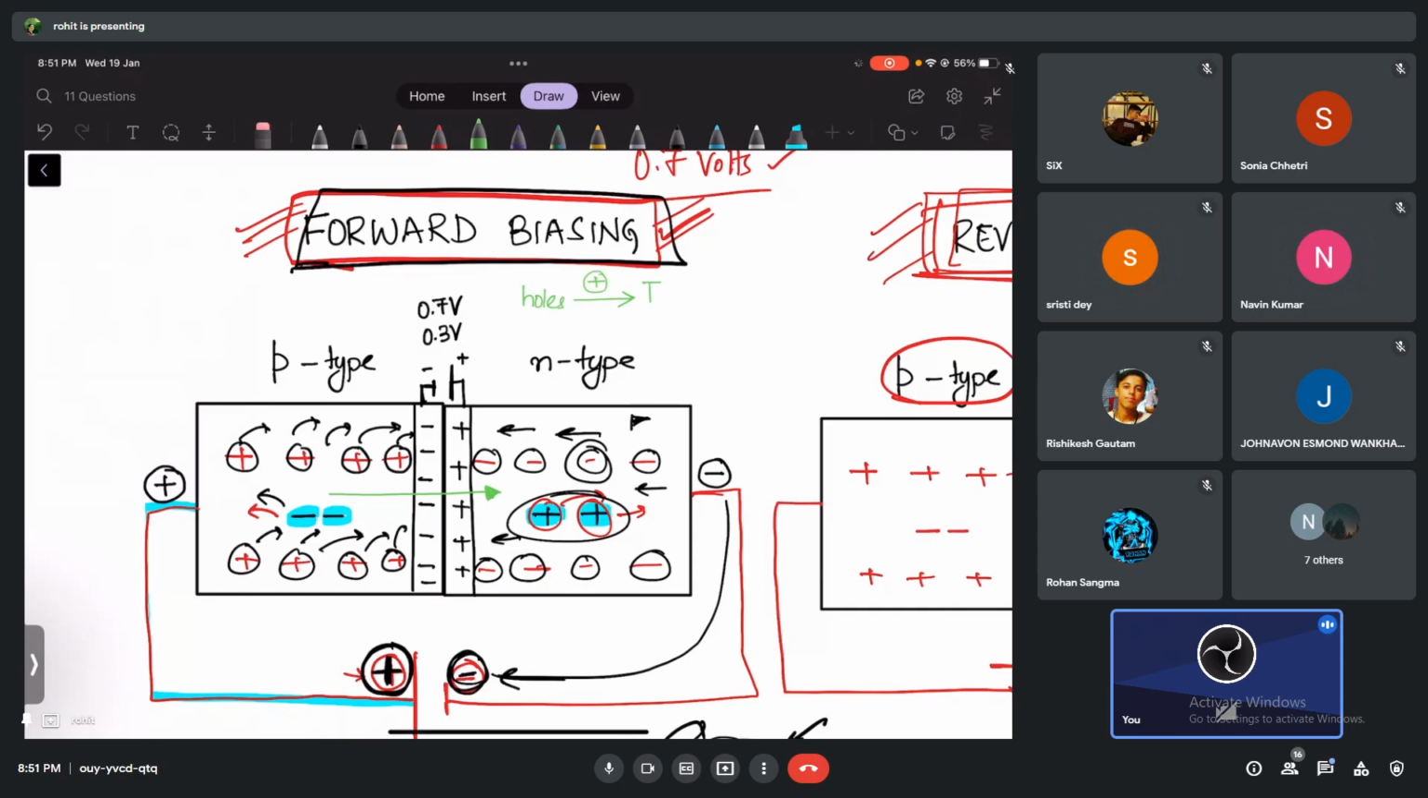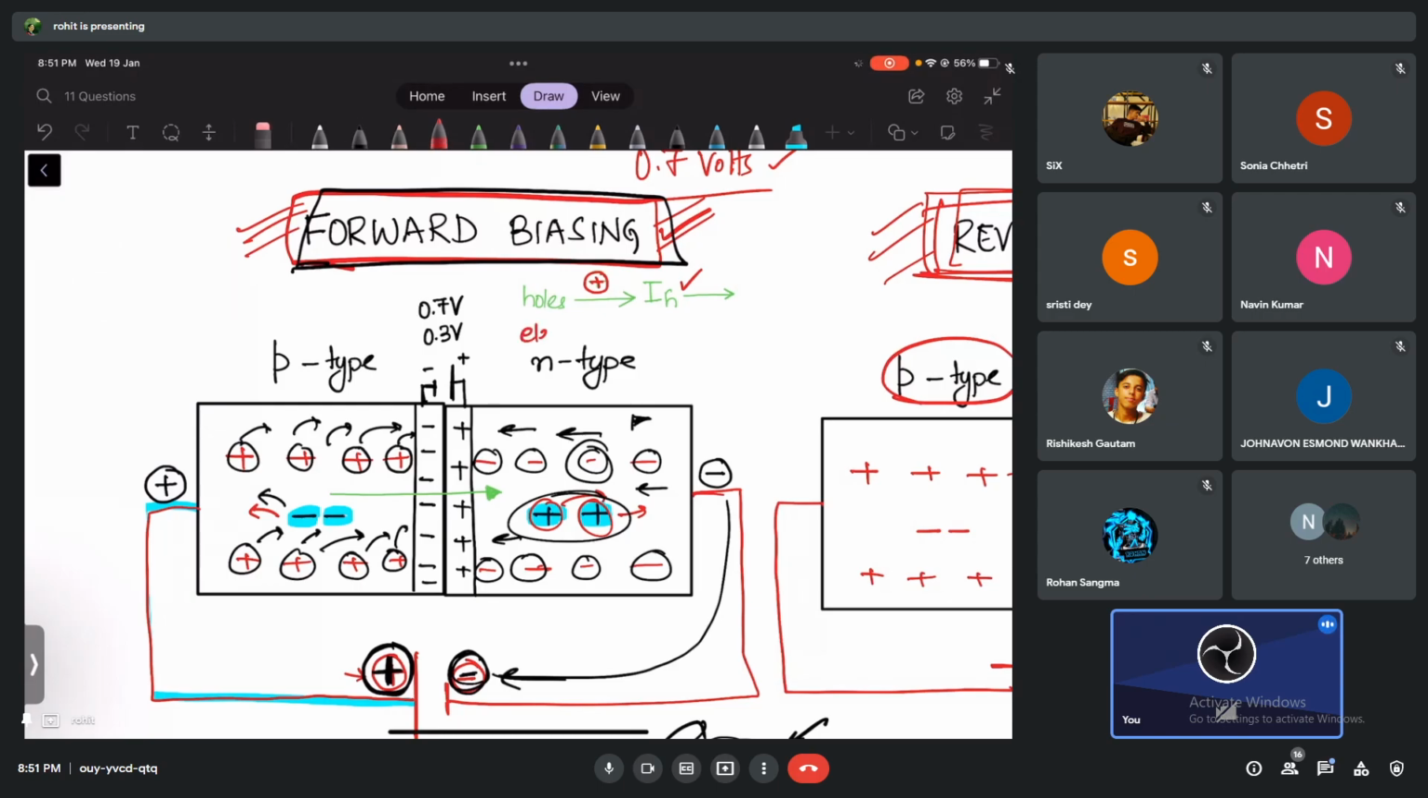So current due to holes will be in which direction? To the right. Yes or no? Because when the positive charges move to the right, the current also goes to the right. And do I get the whole current or not? Yes, we get the whole current because holes are positive charges. They have to move to give you current.